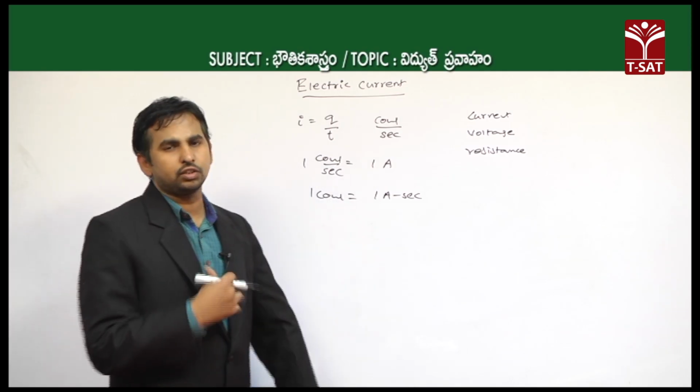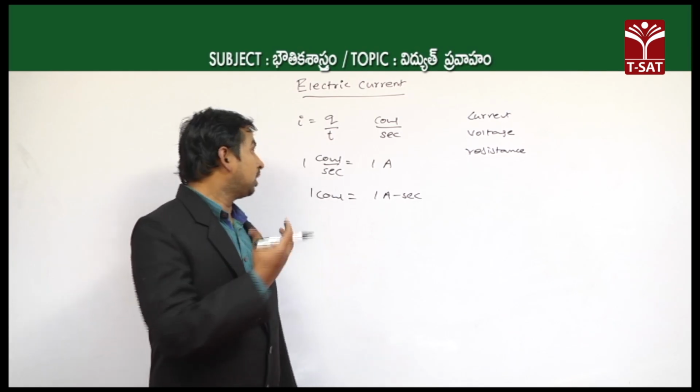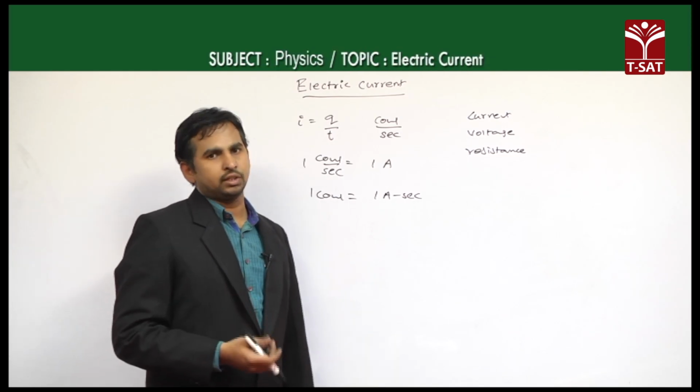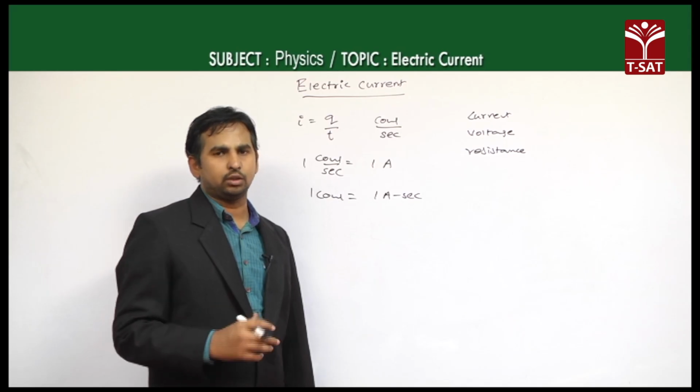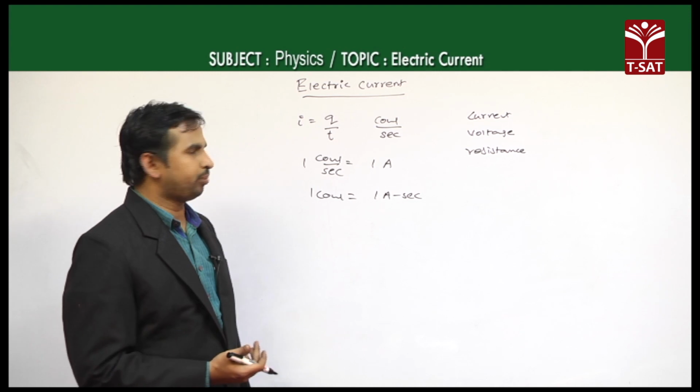Depending on the units, sometimes they are asking questions about how the units of current vary. Current we can write as coulomb per second, which is ampere.